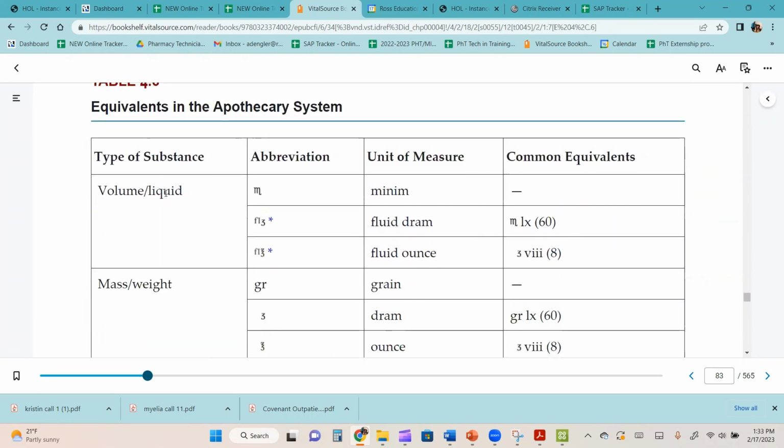So we have volume, liquid. We have the abbreviations. So minim is an M. Fluid dram is that little, weird looking 3 with fluid in front of it, FL. Fluid ounce. So ounce is the little 3 with a Z on top. That's what it looks like to me. And then FL.